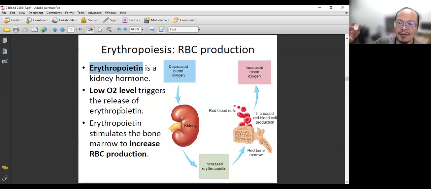If the environment tends to have low oxygen, over time it will stimulate the kidney to release erythropoietin, and then erythropoietin will act on the bone marrow to produce red blood cells. Red blood cells will transport more oxygen, and so it will bring up the oxygen level in the body. That's the only detail you need to know about erythropoiesis, the production or the origin of the red blood cells.